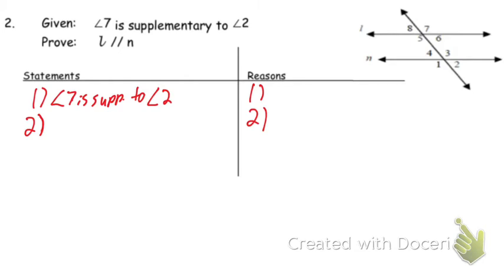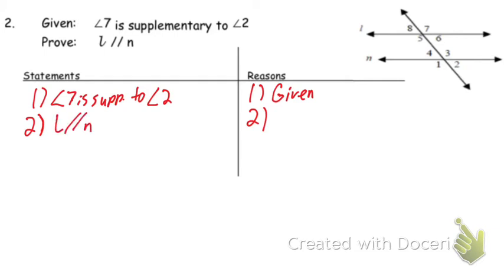Quentin, what's another freebie? For reasons, number 1 is given. Yeah, the first reason's always given. We have to start somewhere. And what's another freebie here, Bailey? We basically have to write what we proved. Okay, and where do we write that? On number 2 for the statement. Yeah, the last statement is always what we're trying to prove.